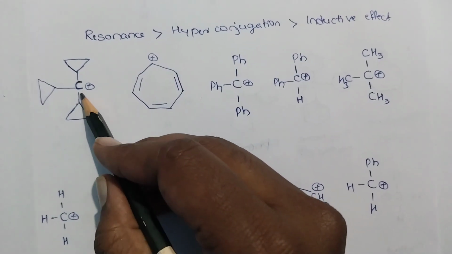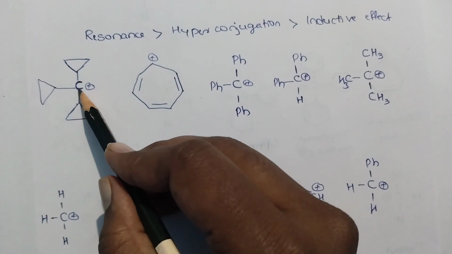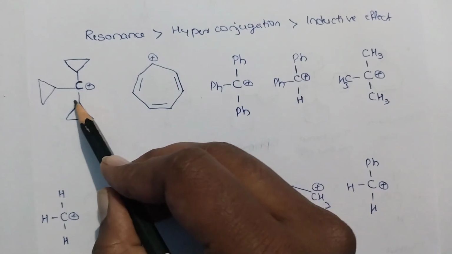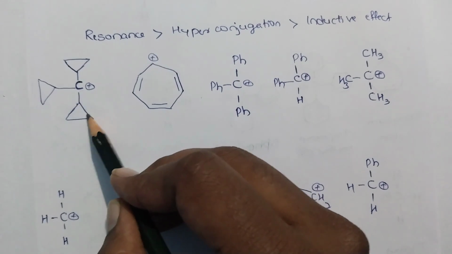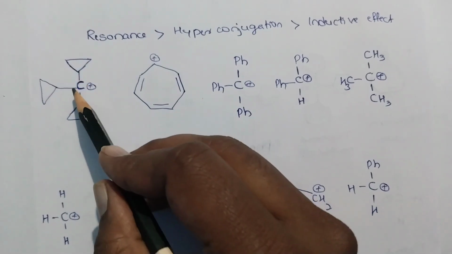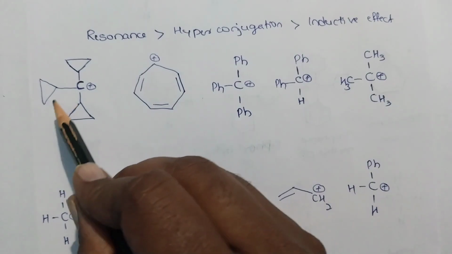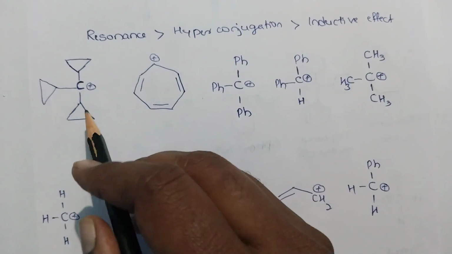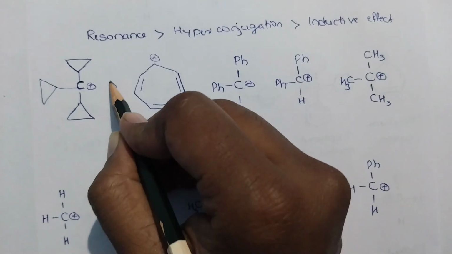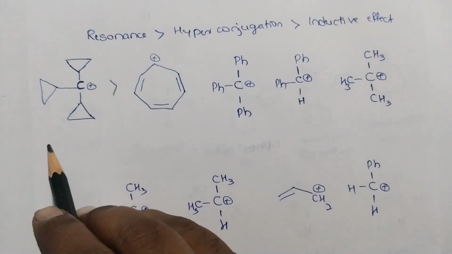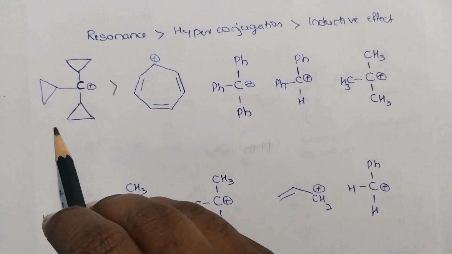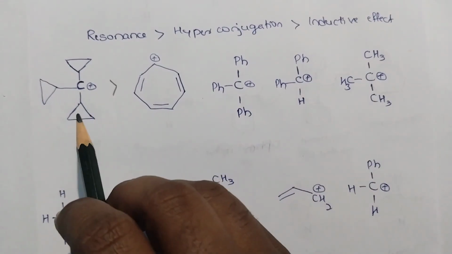This bond breaks and there will be a new bond between this carbon and this carbon, hence this shifts here. Like that, the carbocation shift takes place, hence this is tricyclopropyl methyl carbocation. This is highly stable. This shows the dancing resonance, hence this is highly stable than the other molecules.